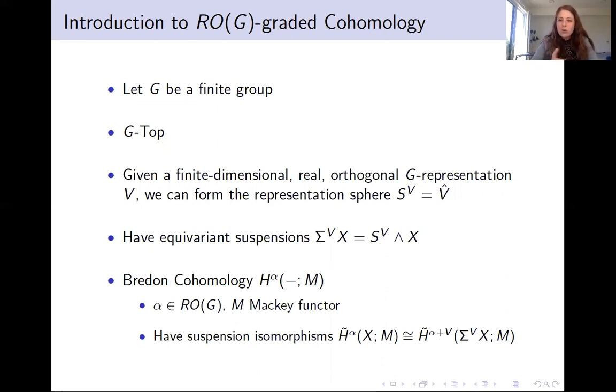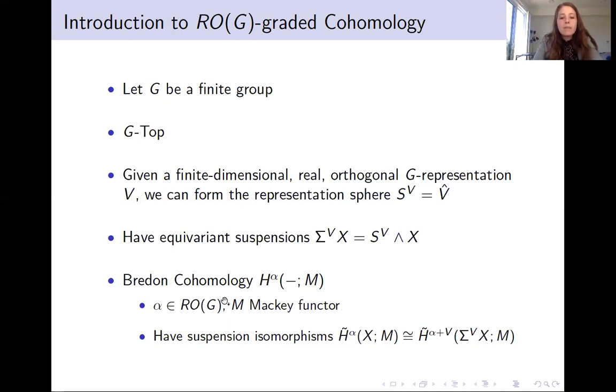To maybe just provide a little bit of motivation why we might grade on this. This is a cohomology theory, so we should have suspension isomorphisms. But really, we want these suspension isomorphisms to be with respect to this equivariant suspension. So I would want H^alpha of X to be isomorphic to H^(alpha+V) of the V-suspension of X. Okay, if I'm grading on RO(G), this alpha plus V can really be made sense of in that group.